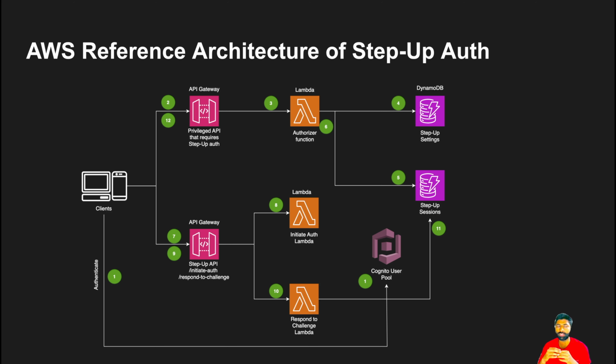So let's discuss this reference architecture step by step. So in step 1, initially the client application authenticates using Amazon Cognito.